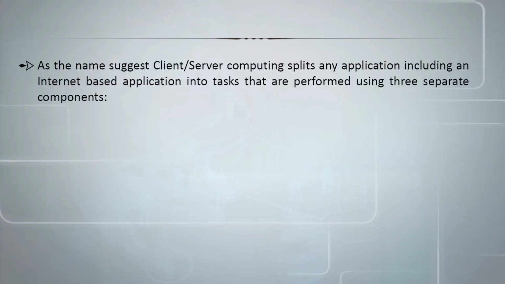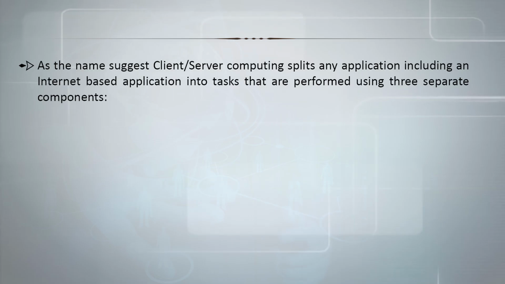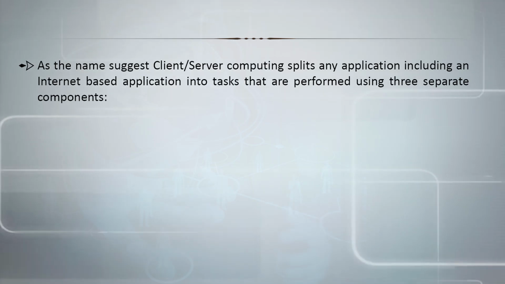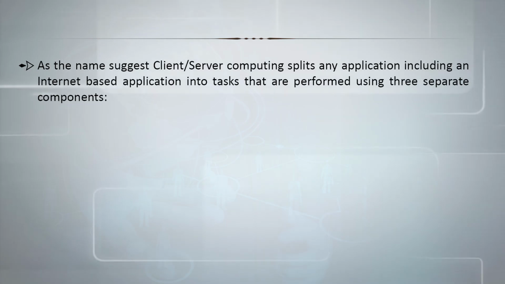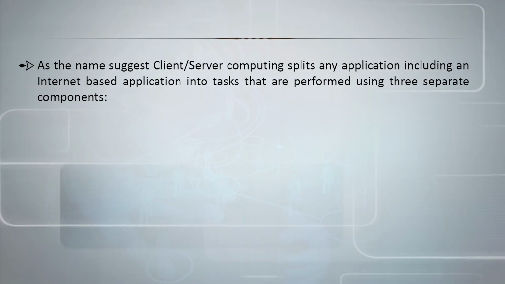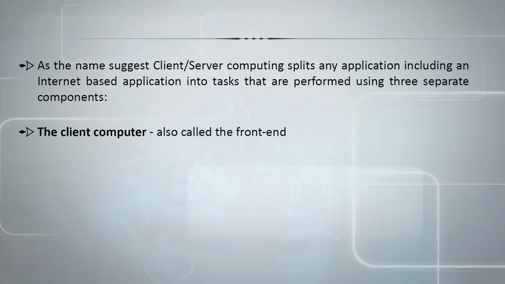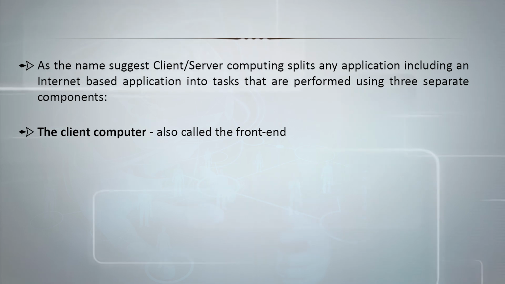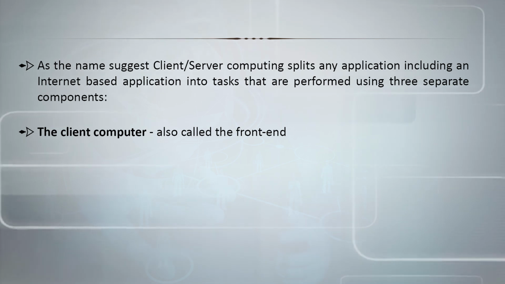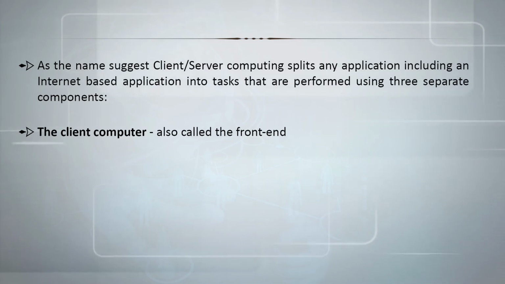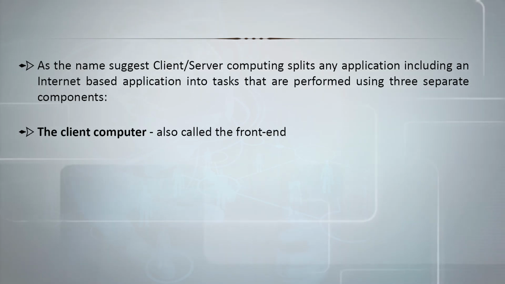As the name suggests, client-server computing splits any application, including an internet-based application, into tasks that are performed using three separate components. The client computer, which is also called the front end. It is called the front end because whenever you are making a request, that computer is in front of you, and that is the place where the information is loaded once it is received.